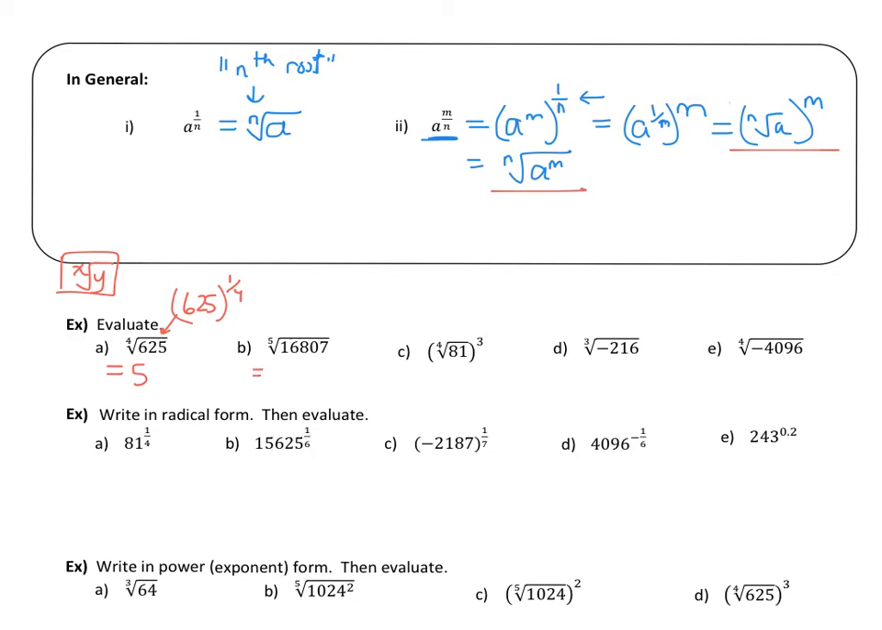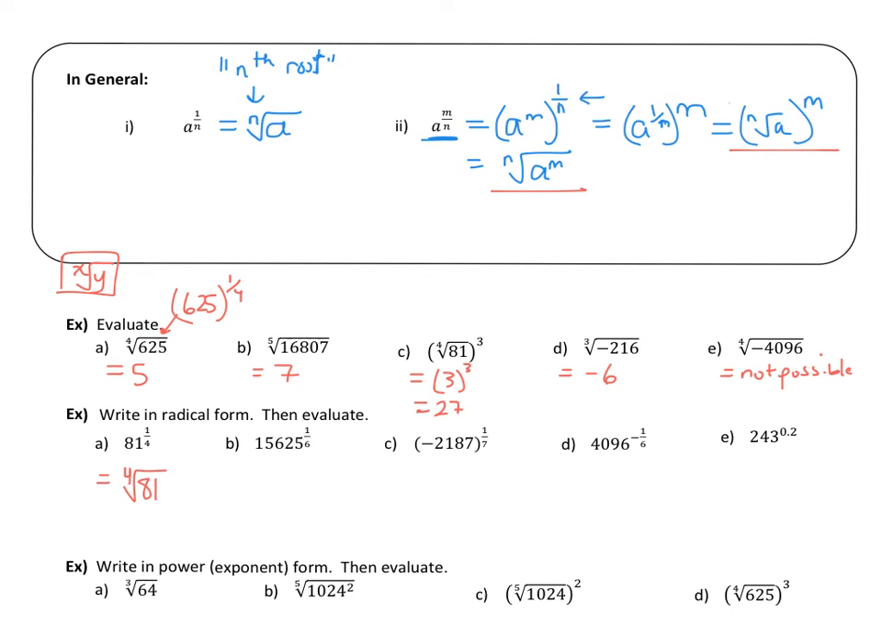Okay, so try and work through these questions. The second example here is writing it in radical form, so it's the backwards of the one before. So 81 to the 1/4 would be the same thing as the fourth root of 81. All right, so try those and then take your work up with the video.